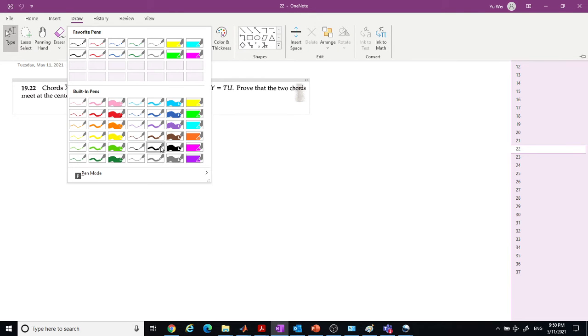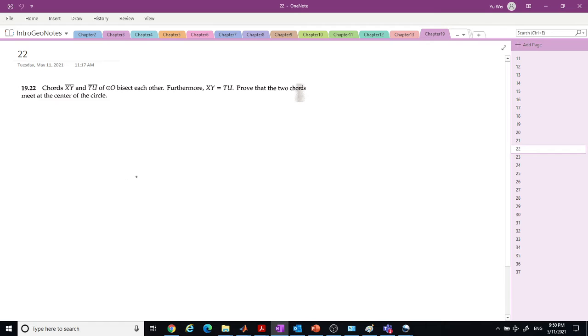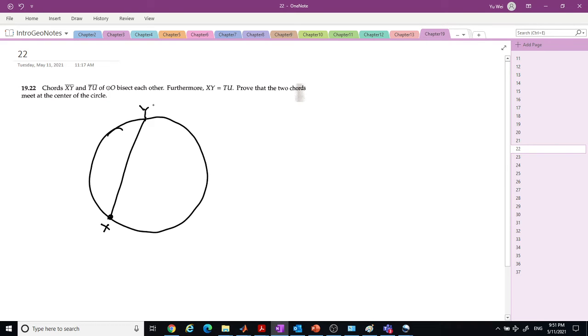Okay, next. So the chords xy and tu of the circle bisect each other. Okay, and xy also equals tu. So we have chords xy and tu that bisect each other.